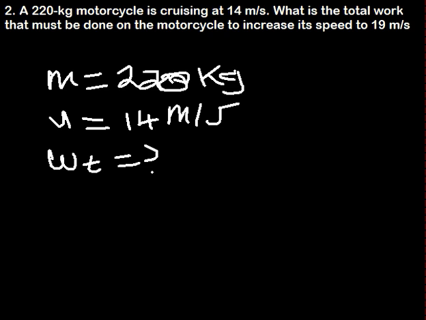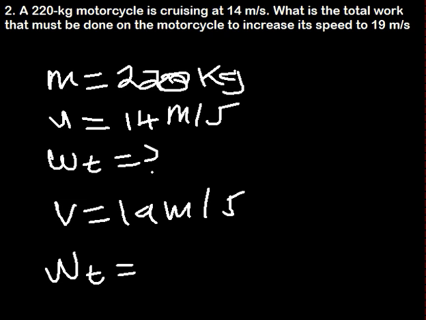And on the motorcycle, to increase its speed to 90 meters per second. Now what we have is the final velocity, 90 meters per second. So how should we get the total work done? We're going to use the work-energy theorem, which states that the total work done is given as the change in kinetic energy, which is the final kinetic energy minus the initial kinetic energy.